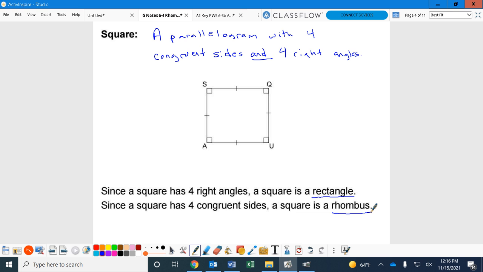Is every square going to be a rectangle? Yes. Is every square going to be a rhombus? Is every square going to be a parallelogram? Yes. Good. So we got the connections. Let's talk about why it's connected in properties.